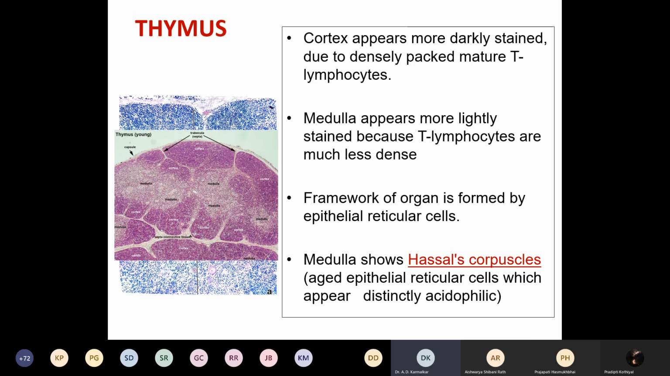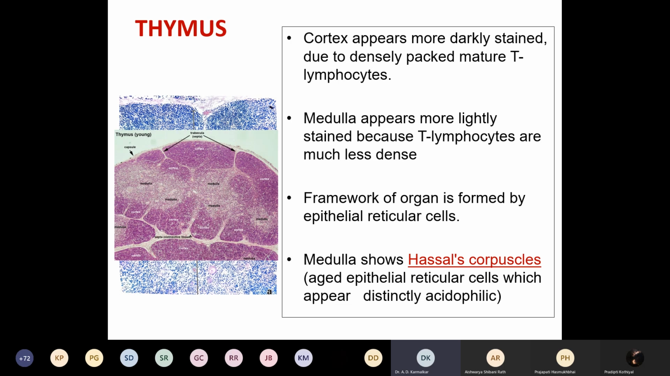Okay. Now the thymus cortex appears darkly stained because the T lymphocytes are densely packed as compared to the medulla, which is more lightly stained because the T lymphocytes are less densely packed. So whatever you see as the light area in this diagram is the medulla. What you see darkly stained is the cortex. And as we see, the central area, the medulla, is continuous with each of the lobules.